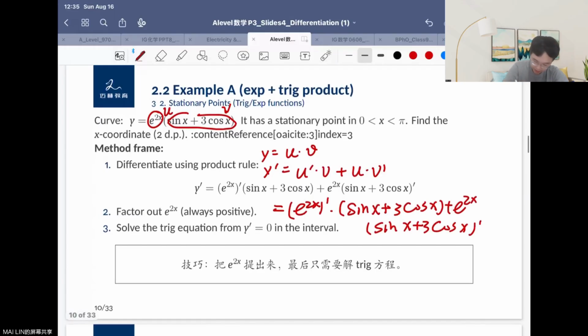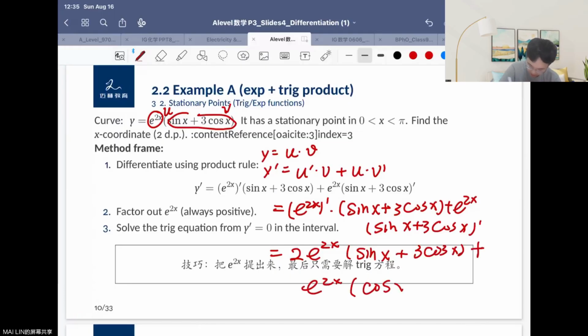The differentiation of e power of 2x is 2e power of 2x, then times (sine x plus 3 cosine x). And the differentiation of the second part is e power of 2x times (cosine x minus 3 sine x), okay? Then you can put them together: e power of 2x times (negative sine x plus 7 cosine x).